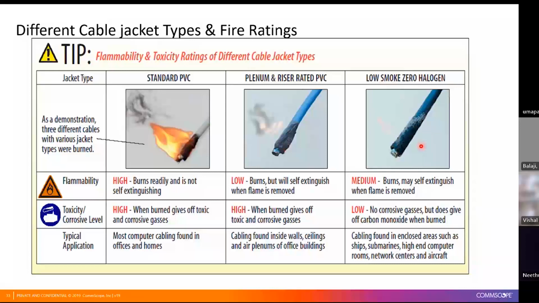Most of the fire accidents, if any casualty happens, it's not because of fire or fire burns. If you inhale the toxic dark smoke two or three times, then the lungs get choked. That's why casualties happen. So always see what type of jacketing material you are recommending to the customers.